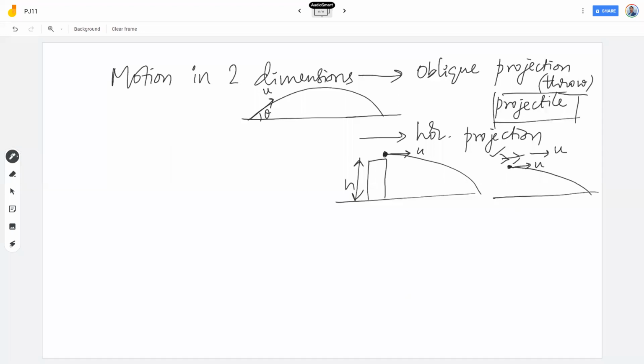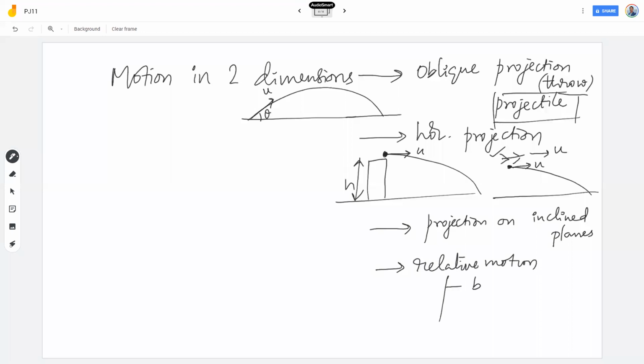We have more things to discuss, in fact, in this. There are concepts like projection on inclined planes. We will also look at relative motion, most importantly. Under this, we'll talk about boat problems. Boat river problem, they call it. We'll also talk about umbrella problems, whatever. These are just names. Umbrella, rain problems and all that. So we'll see such questions under that.